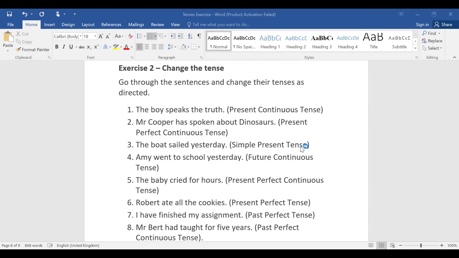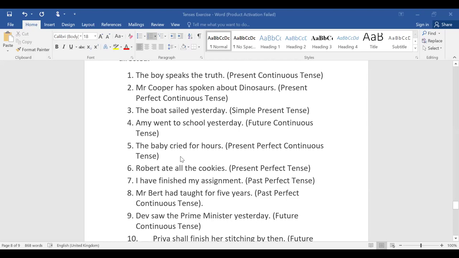Four, Amy went to school yesterday. Went is a past tense. Change it to future continuous tense. Five, the baby cried for hours. Cried, past tense. Change it to present perfect continuous tense. Six, Robert ate all the cookies. Ate, past tense. Change it to present perfect tense.